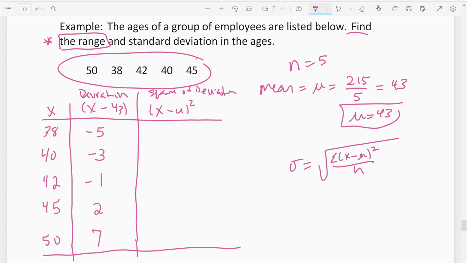Alright, and so there are all my deviations. Some of them are positive, some are negative. If I added them up, they would add up to 0. Which is why I have to do the next step, which is to take each of those and square them.